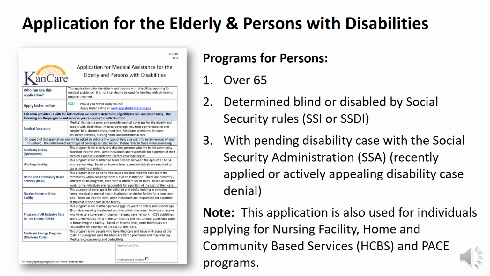To apply for any of the programs just mentioned, you can use the KanCare application for the elderly and persons with disabilities. This application is used to apply for programs for persons who are over 65, individuals of any age who are determined blind or disabled by Social Security rules, having the determination of SSI or SSDI, or number 3, those individuals with a pending disability case with the Social Security Administration.